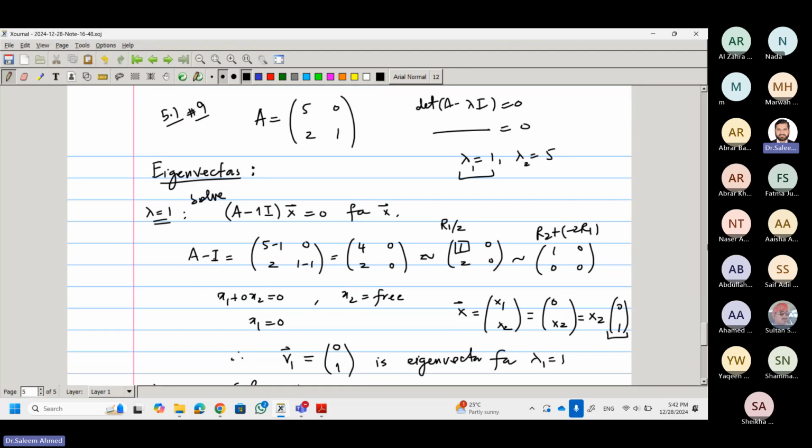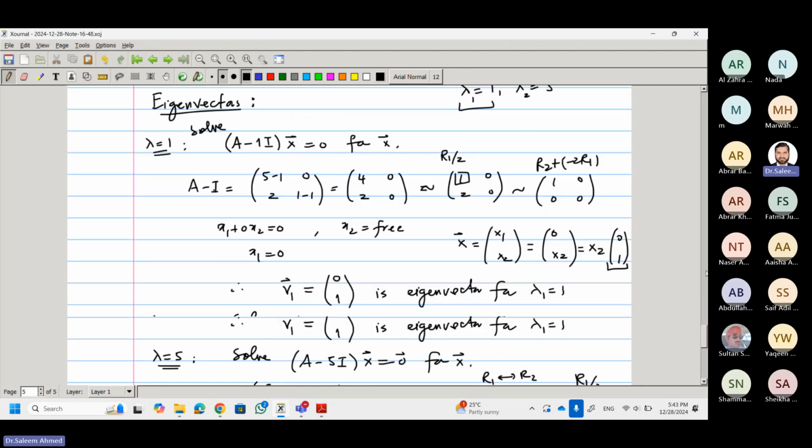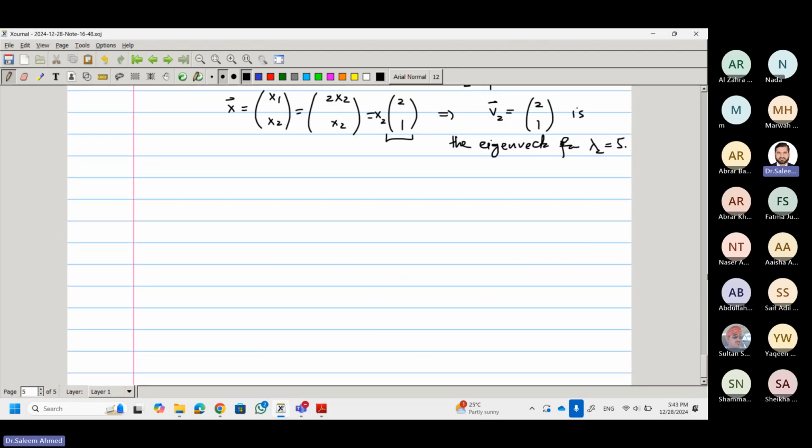So this is in 5.1, 5.2. If a matrix is given, you can easily find eigenvalues and eigenvectors. After that, one thing that we studied, it is just a one step thing, which was 5.3. 5.3 was diagonalization.